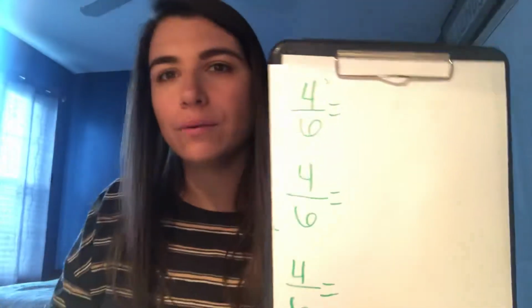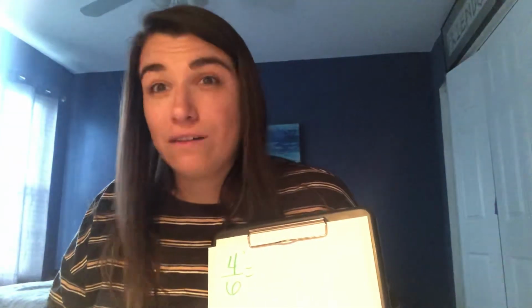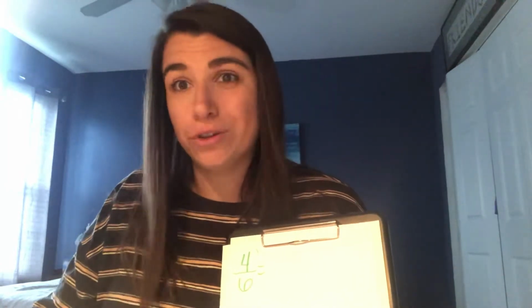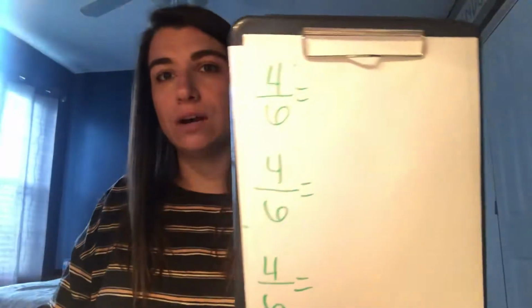So we have 4/6. If you want to write down 4/6 on your paper and try to solve all 5 right now, that's perfect. You can do that and then see how I do it, or we can go through them together. Up to you. So we have 4/6, and then we want to divide the top and the bottom by the same number. In order to figure that out, you need to think, what can I divide both of these by? Well, 4 and 6 are both even numbers, which means you can divide them both by 2.